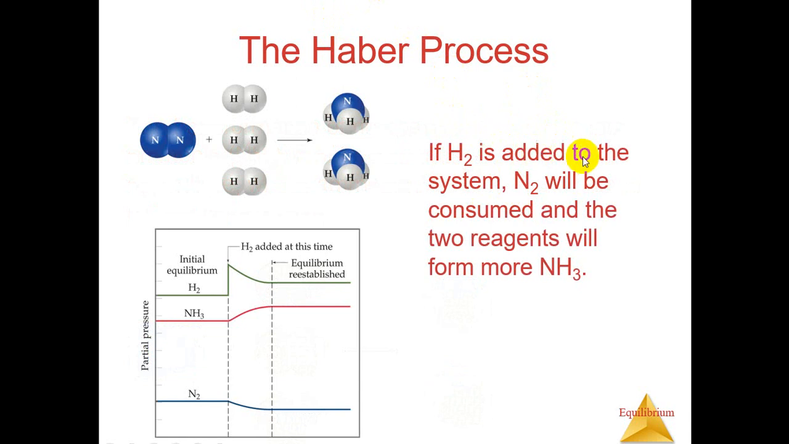If hydrogen gas is added to the system, the nitrogen gas will be consumed and the two reagents will form more NH3. So if hydrogen gas, H2, is hydrogen gas, N2 is nitrogen gas. If more of this hydrogen gas is added to the nitrogen, we form 2 molecules of ammonia. So the more hydrogen gas you add to the nitrogen, the reaction will be favored towards the forward reaction, producing 2 molecules of ammonia gas, as you can see.